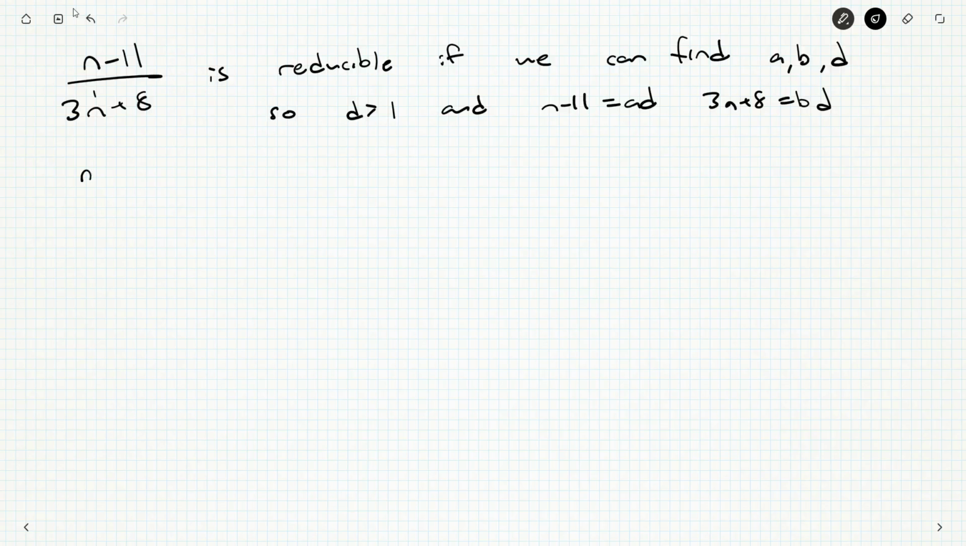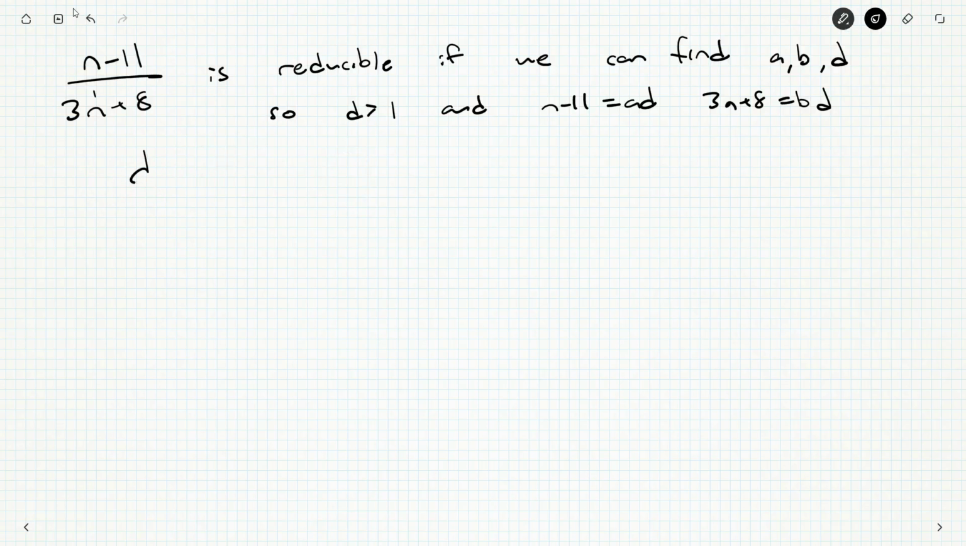But really, what we're looking for is that the GCD of n minus 11 and 3n plus 8 is not 1. That's really what it means. If it's irreducible, the top and bottom have no factors in common, which is basically saying the GCD is 1. So this is another way to do it, but I'm going to stick with my a's and b's, and we need to focus on this d value.